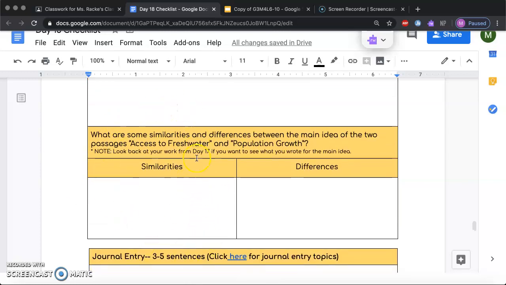So there's a box for similarities, which is comparing the two, and a box for differences, which is finding the contrast, or the differing things, between the two passages. So those can go there.